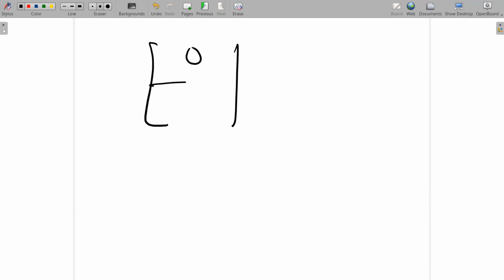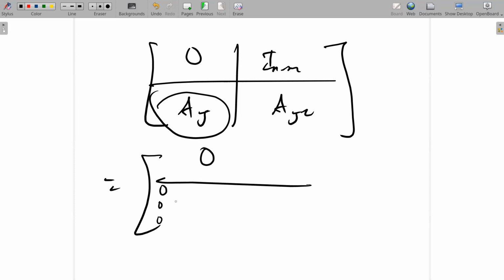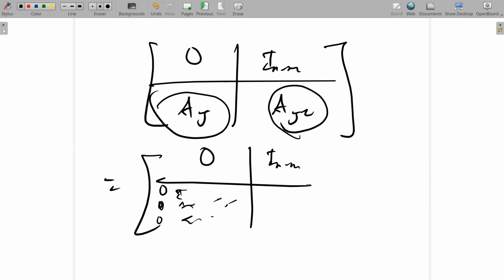I have this 0, IN minus M, aj complement. Then I'm doing some operations here, like Gaussian elimination. Then I'm reducing it to 0, and then I have a column of zeros, let's say, because aj is not full rank, it is not invertible. And then I have some entries here. What I've done is an invertible operation, so that will not be an issue. So aj complement has also changed to something else. Let's say we have done some elementary operations, x. So this has also changed to x aj complement.